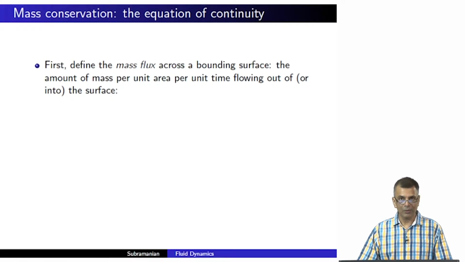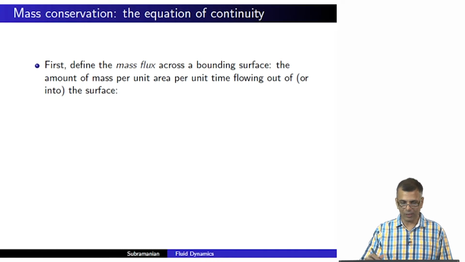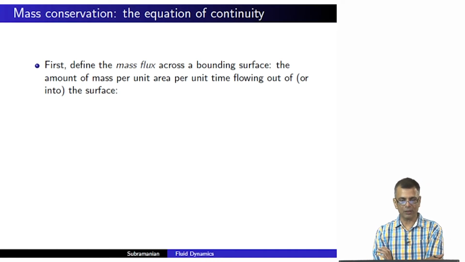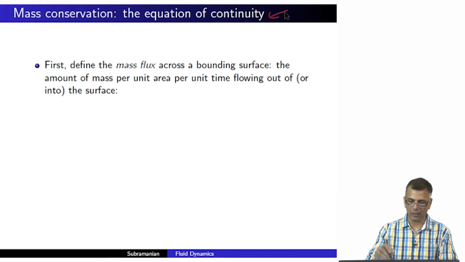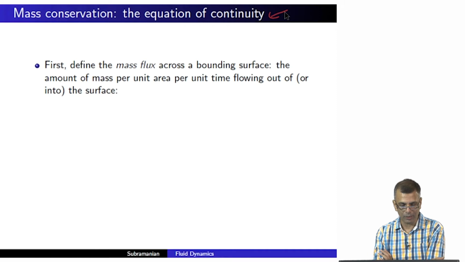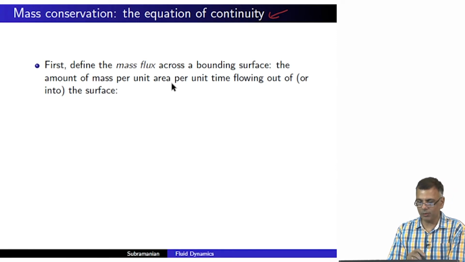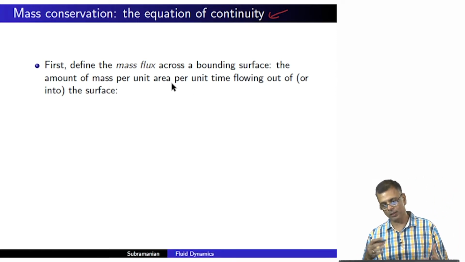So hello, we're back, and as promised we will start talking about the mass conservation equation, the equation of continuity. Before doing this, I want to define a quantity called mass flux, or for that matter the flux of any quantity. It's defined as I've written here. It's the amount of mass per unit area per unit time flowing out of or into a surface.